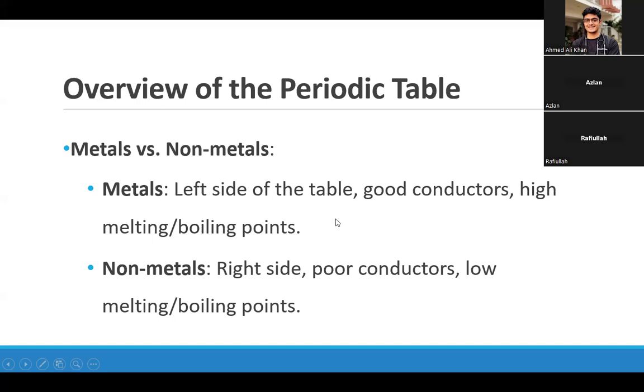Metals or non-metals: metals जो होते हैं, they are usually found on the left side of the periodic table, जबकि जो non-metals हैं, they are found on the right side of the periodic table. And generally जो properties होती हैं metals और non-metals की, कि metals जो होते हैं, they are good conductors of heat and electricity, they have high melting and boiling points, whereas on the right side we have non-metals, which are poor conductors, they have low melting and boiling points.